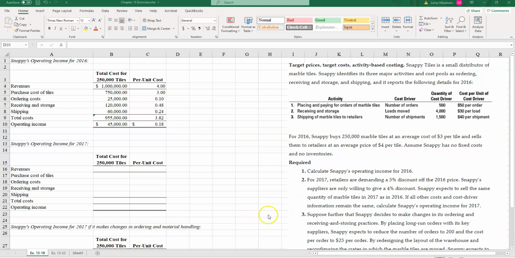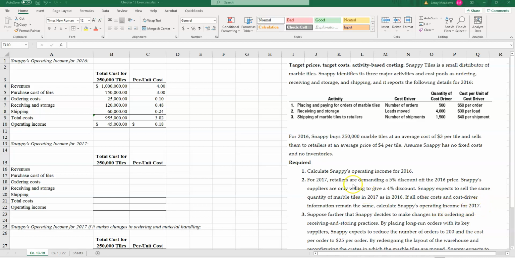Now let's take a look at requirement 2. For 2017, retailers are demanding a 5% discount off the 2016 price. So whatever that price is, we're only going to be able to charge 95% of this because they want a 5% discount. Snappy suppliers are only willing to give a 4% discount. Snappy expects to sell the same quantity of marble tiles in 2017 as in 2016. If all other cost and cost driver information remains the same, calculate Snappy's operating income for 2017.